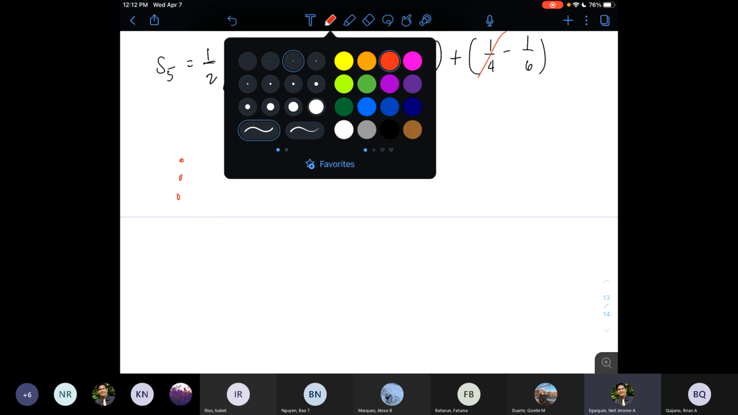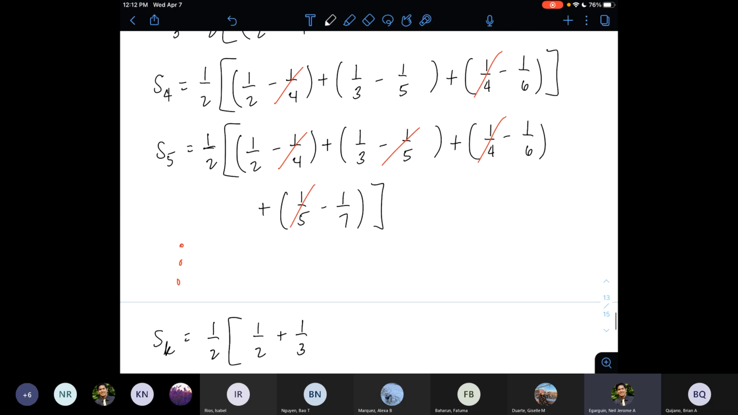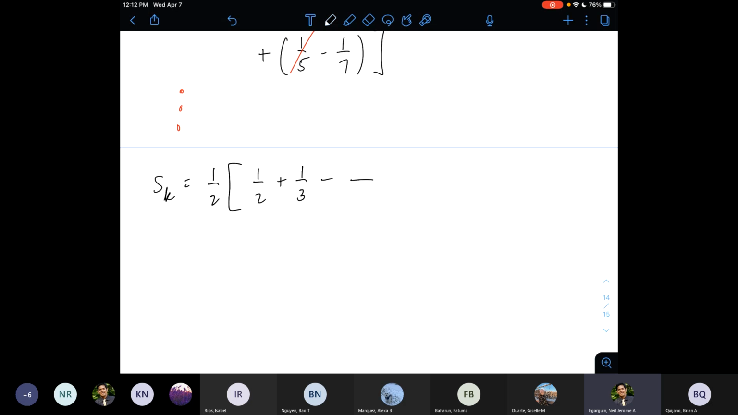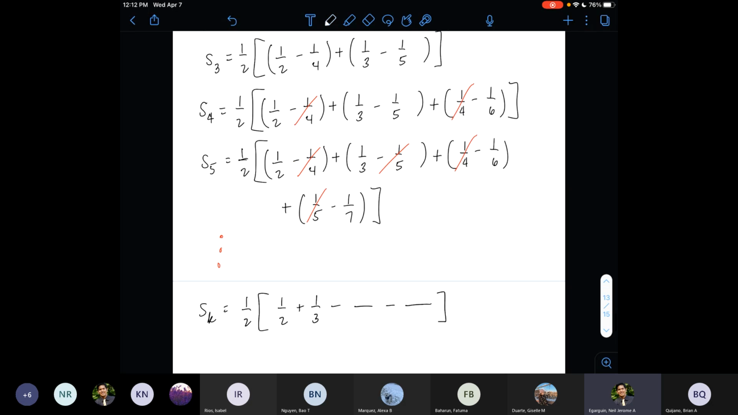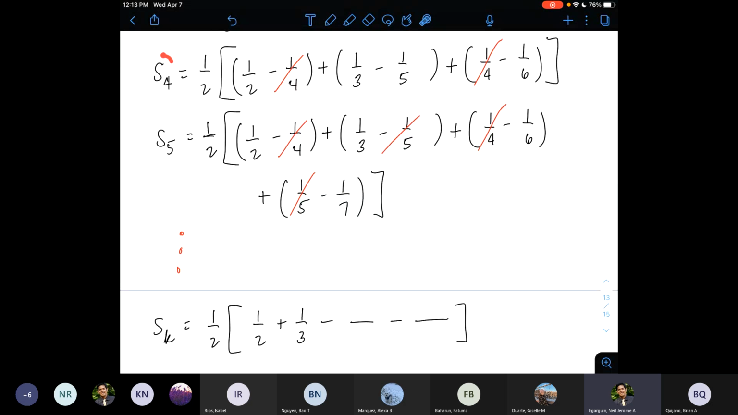So if you continue the pattern, let's try to devise what happens to S_k. I'll have a 1/2 scalar outside. Then 1/2 seems to remain, and 1/3 will also remain. But what would be the last 2 terms? Looking at the pattern, they will be negative fractions. For S4, we got the 1/2, we got the 1/3, but what would be the 2 negative trailing fractions? We have minus 1/5 and minus 1/6. So when k is 4, we'll have minus 1/5 and minus 1/6.